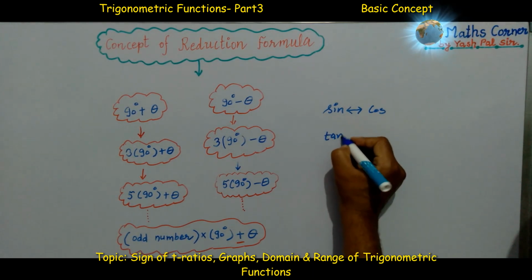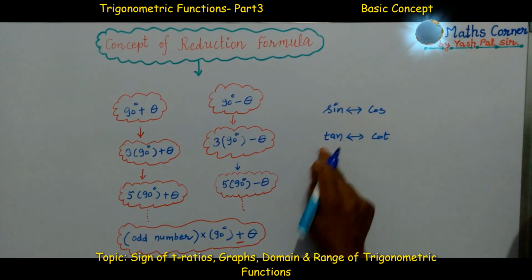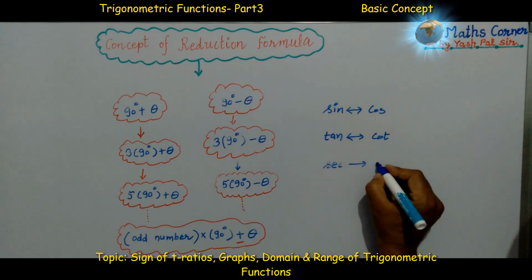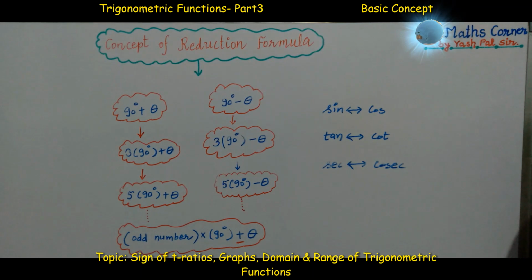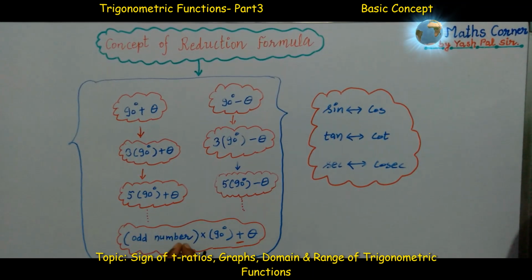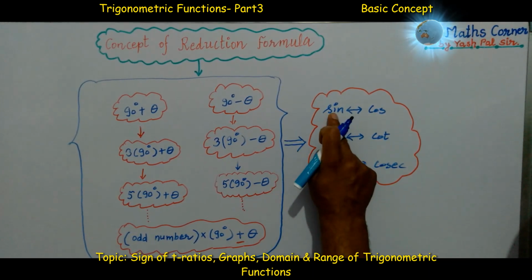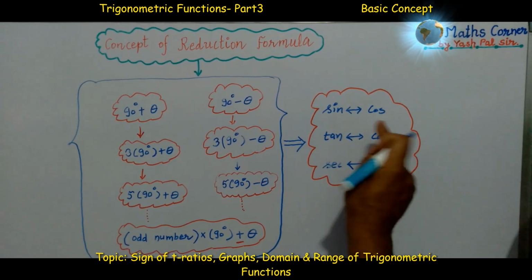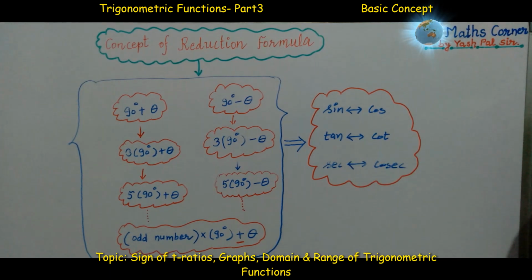Tangent becomes cotangent and cotangent becomes tangent. Secant becomes cosecant and cosecant becomes secant. This is the conclusion. So in case of these, we have the conclusion: sine becomes cos, cos becomes sine, tangent becomes cotangent, cotangent becomes tangent, secant becomes cosecant, cosecant becomes secant.